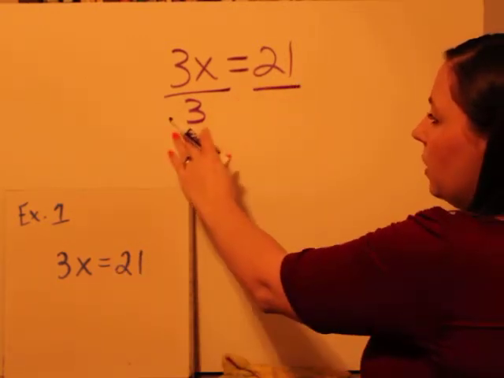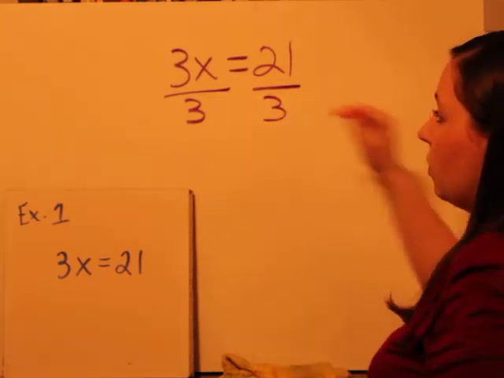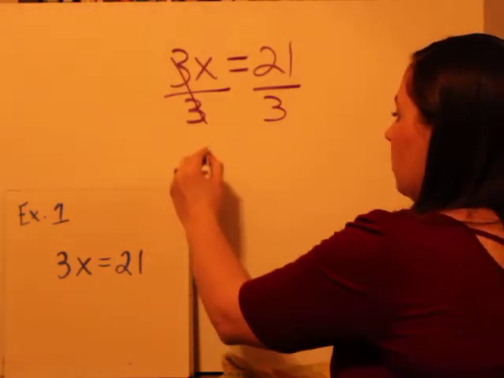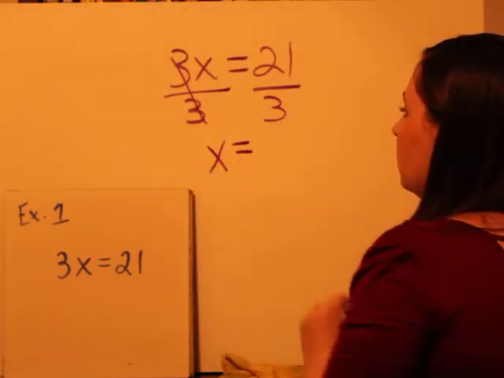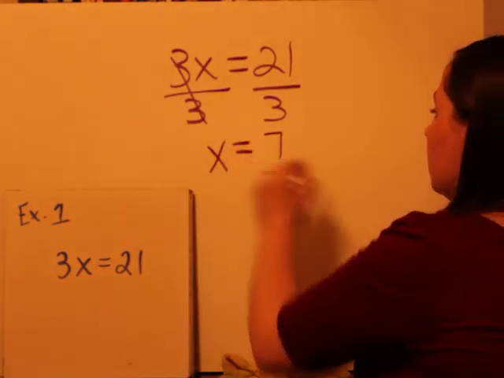So if we divide this side by 3, we also have to divide this side by 3. So 3x divided by 3, the 3's cancel out. And we just have x. Bring down your equal sign. Now 21 divided by 3 is going to be 7.